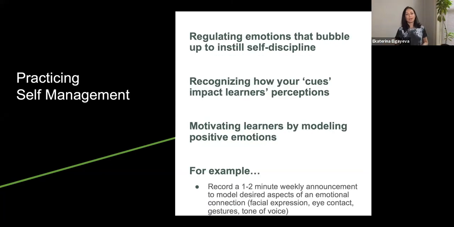Practicing self-management. This one's tough, especially given what we are all going through, right? It's not easy for us to control some of the emotions that we experience and some of the feelings that show up in our behaviors. But we have to regulate as best possible that which bubbles up to create that level of self-discipline. So think about how, in the moment, you can take control of that which shows up for you and more explicitly address it.